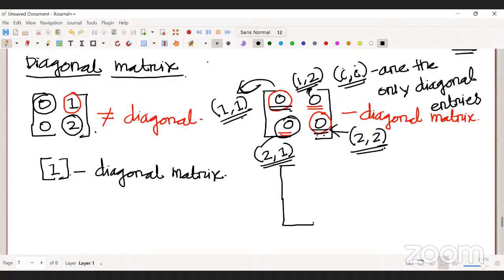So basically, what you need to check for a diagonal matrix is all the non-diagonal entries. If all the non-diagonal entries are 0, then only you can say that particular matrix is a diagonal matrix. Any questions? Sir, this diagonal is called the leading diagonal, right? You can say leading diagonal, but we're probably not going to use that in our course.